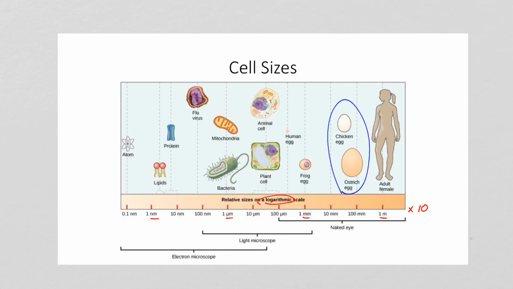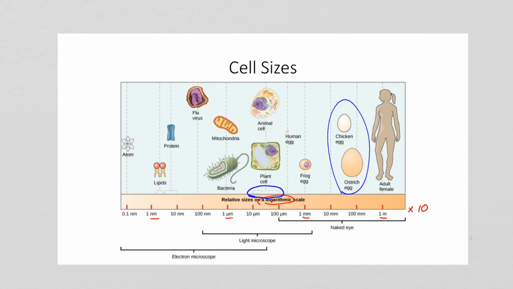We have the relative sizes of cells. You'll notice that there is that cheeky little hashed line there because animal cells and plant cells can range, depending on what type of specialized cell they are, from about 10 micrometers all the way up to 100 micrometers. Bacterial cells are very, very small. Viruses are even smaller than bacteria. So remember, we said there's more bacterial cells in your body than there are human cells. One of the reasons for that is the bacterial cells are much, much, much smaller than the animal cells that make up the rest of your body.